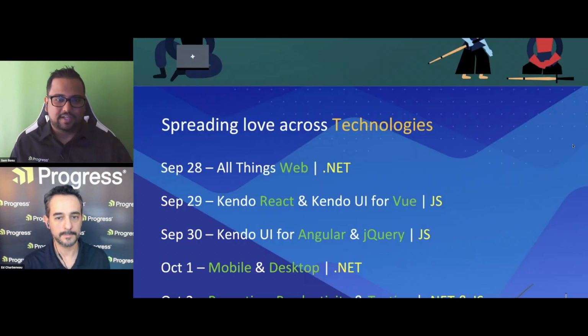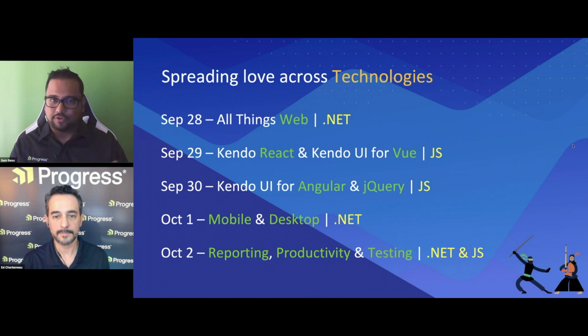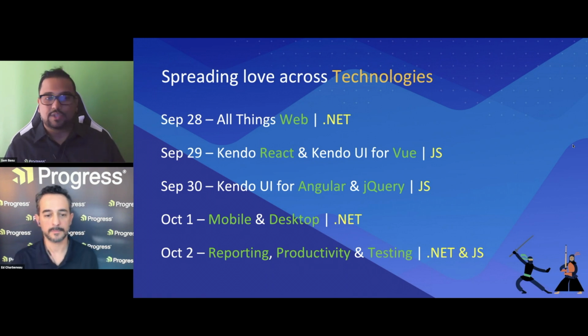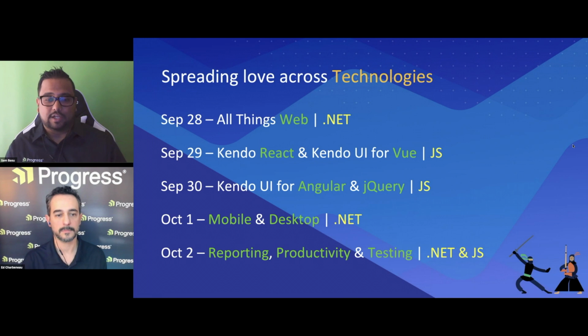You have already seen this slide a few times this week, but we started off on Monday with all things web for .NET. In the last 2 days, Tuesday and Wednesday, you saw all things Kendo and Xamarin UI. That's for React, Vue, Angular and jQuery. Lots and lots of love that we poured into our JavaScript frameworks.